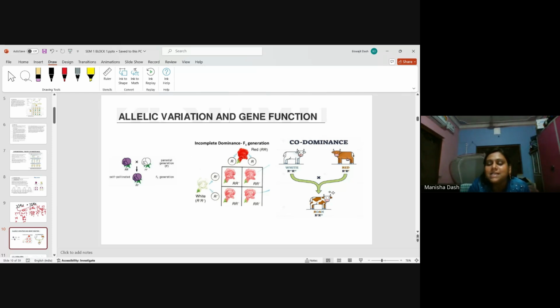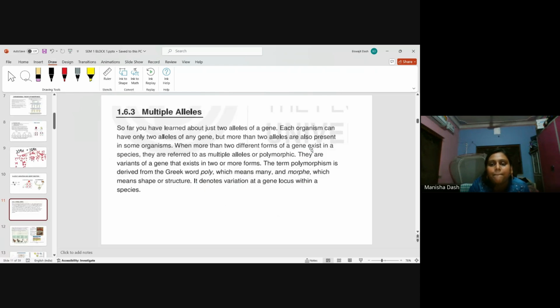But again, there is another concept which is called co-dominance. So co means together. So here the dominance effect is there, but it is incomplete, not complete. But in codominance, both the characters will be equally expressed. So here, if you are crossing a white color cattle with a red color cattle, you can see there will be patches of both red and white. So this is an example of codominance.